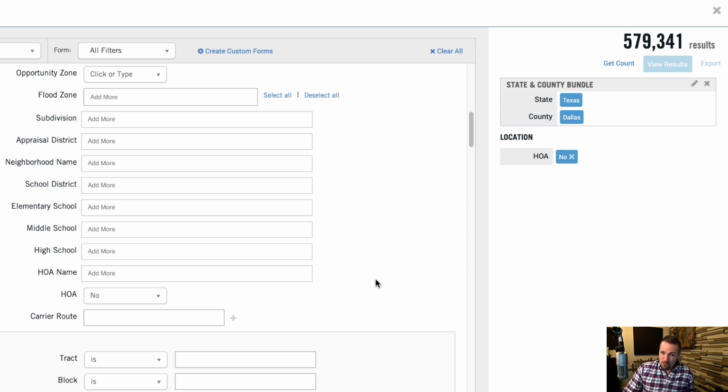But what I was told was that DataTree actually has some really good coverage for both the HOA filter and the flood zone filter nationwide. And I still don't know exactly what that means, if that means half of the country or 90% of the country, and I'm actually still waiting on that. I'm not sure if we're actually going to get any solid, clear answers on it, but from what I'm told, it's one of the more reliable filters that they have out there.